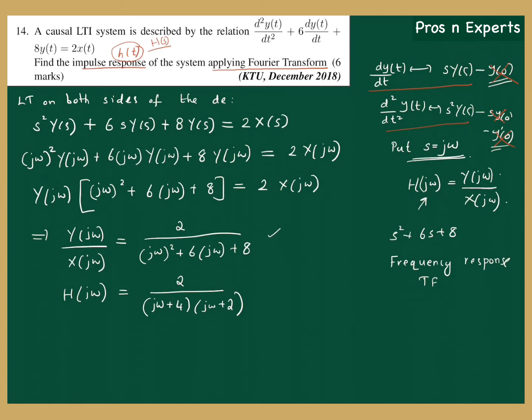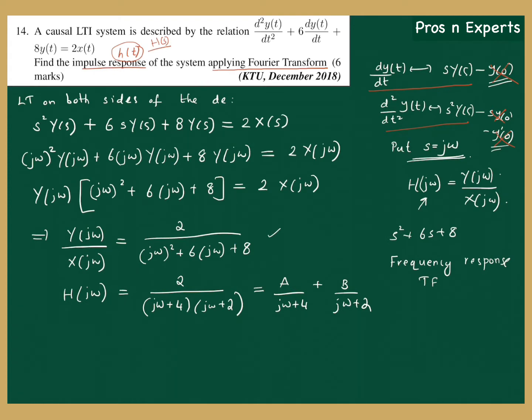What should be the next step? It is nothing but obtaining a partial fraction. So again I can take it as a by j omega plus 4 plus b by j omega plus 2. And how can you find the value of a? You cross multiply j omega plus 4 with this fraction, and put j omega equal to minus 4, because j omega equal to minus 4 brings down this term into infinity.